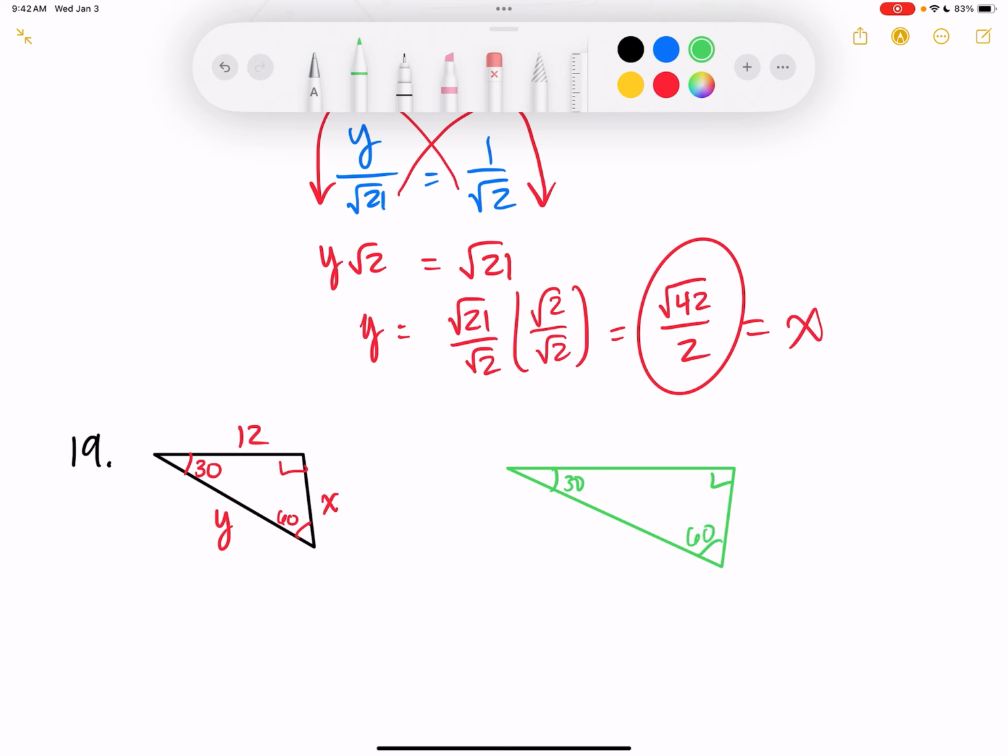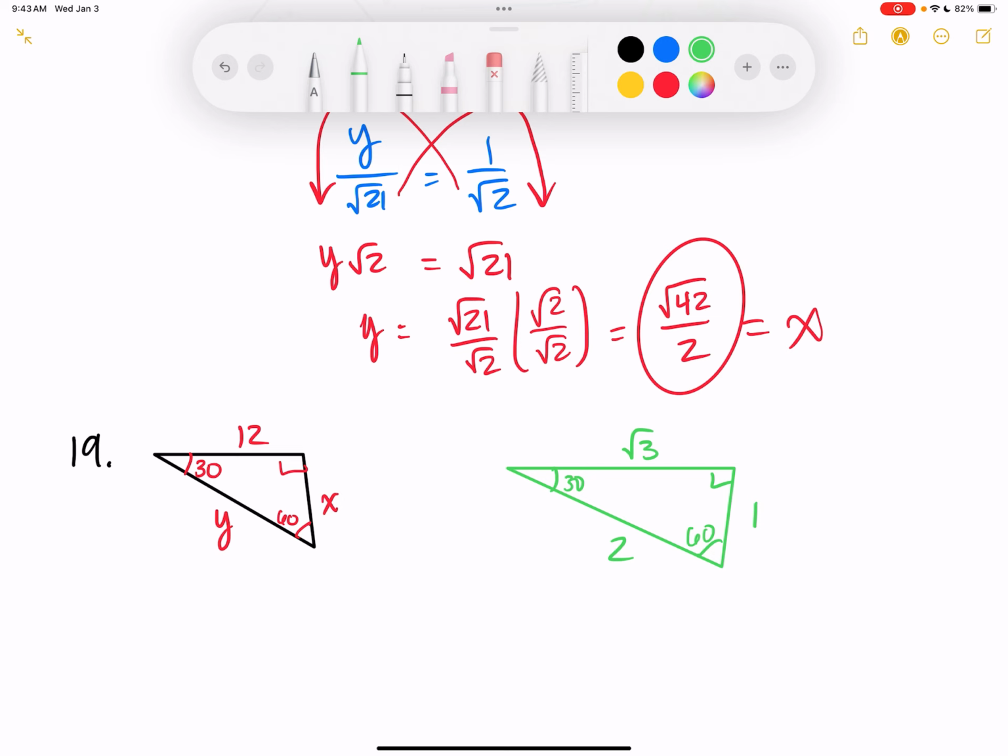Does anybody remember what the side lengths of a 30, 60, 90 triangle are? No. All right, it's 1, 2, and root 3. So 1 goes over here, 2 is on the hypotenuse, and the square root of 3 is over here, opposite the 60-degree angle.